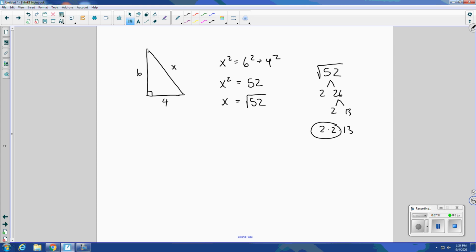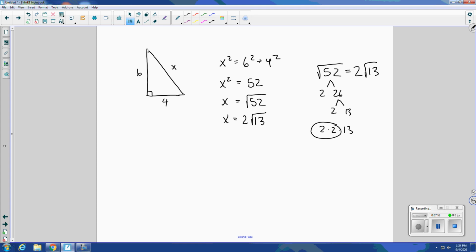For every grouping that I make, I pull that number outside of the radical once per group. So in this case, I would pull out 1, 2. Anything that I didn't group in the prime factorization goes back underneath the radical. So the simplification for the square root of 52 is 2 root 13.